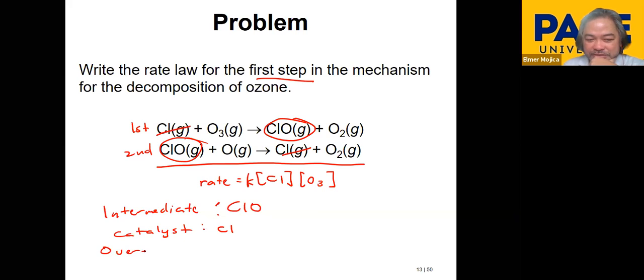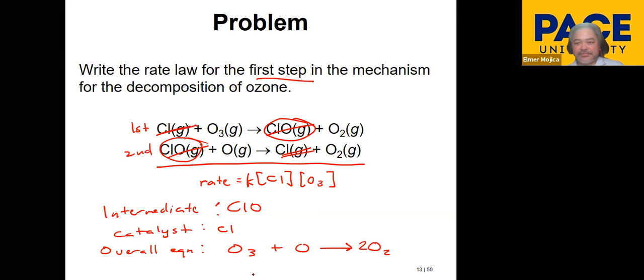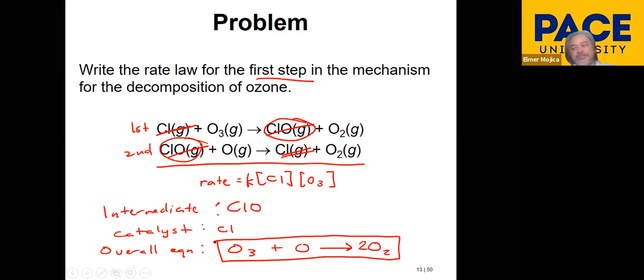Now overall equation, what do you have? So you cancel this, you cancel this, you cancel that one, you cancel that one. So you have what? Ozone reacting with oxygen to produce 2 oxygen. That's the award-winning reaction by Mario Molina, who passed away unfortunately last year. He was trying to explain the greenhouse effect there, how ozone is being destroyed by CFC.